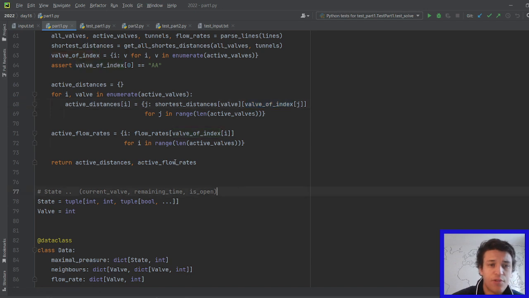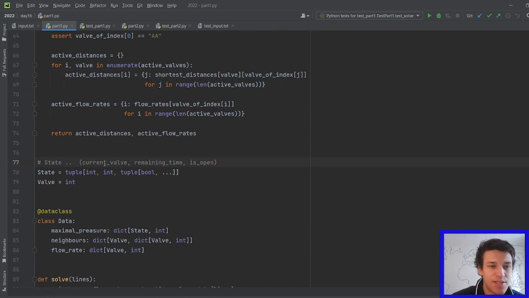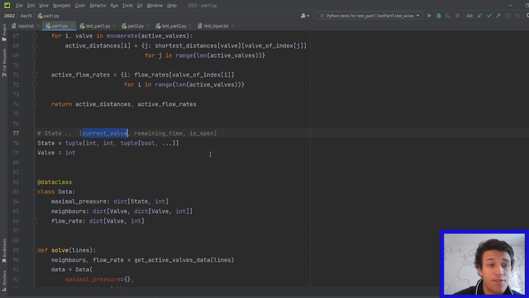Yes, we will solve the problem by considering states. So a state is all the important information that lets us know how much more pressure we can release at a particular position. So a state will have a current valve, so the position we're at. We'll have the remaining time, and we will keep track of which valves are already open, so that we know which valves we can open in the future.